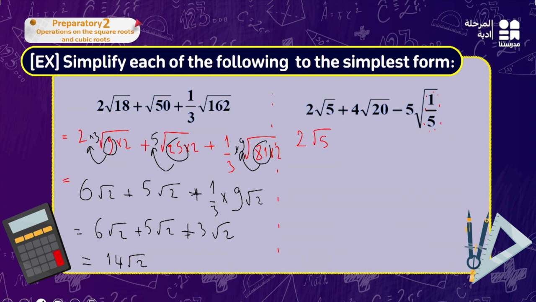5 cannot be factorized. It's a prime number. So plus 4 times square root of 20. 20 can be factorized to what? Yes, 4 times 5. 4 can get out of the root and 5 not.